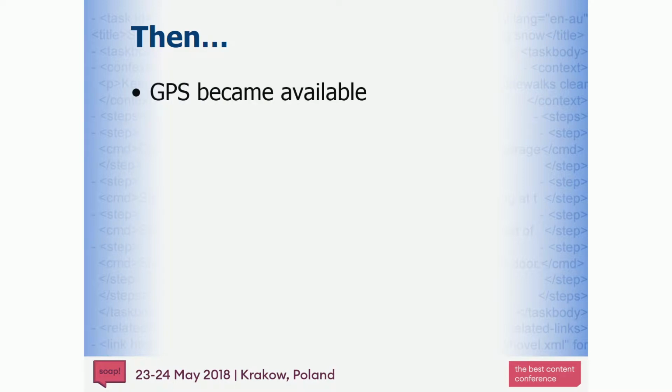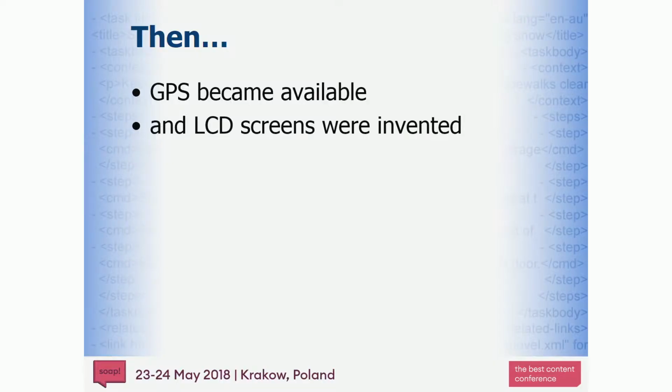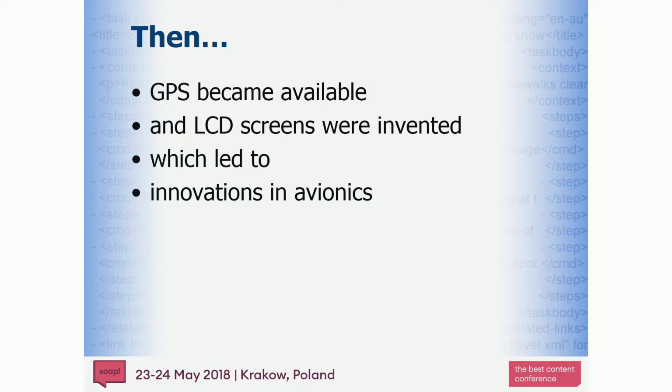Then GPS became available. So GPS is actually from last century, but it was military for a while, and then it became available to general aviation. And then somebody invented LCD screens so that you wouldn't need a cathode ray tube or something big and bulky that used a lot of power. And then those two technological advances led to innovation. And if you're looking for lessons out of this talk, that might be one of them. That usually some invention leads to some innovations.